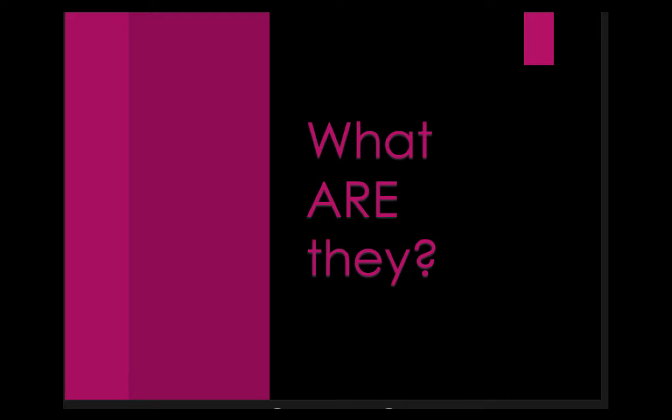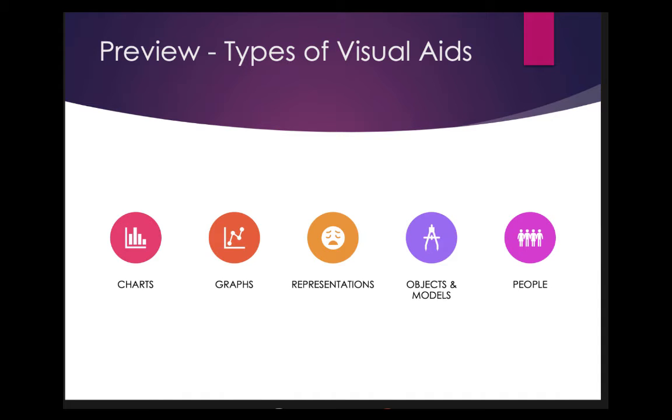Oh, what in the world are the visual aids that we're talking about? Charts is where we begin, and the rest of the preview there is graphs, representations, objects, and models. And then the last category is people. So these are the 5 categories of our visual aids.